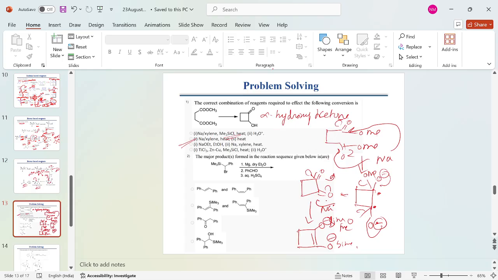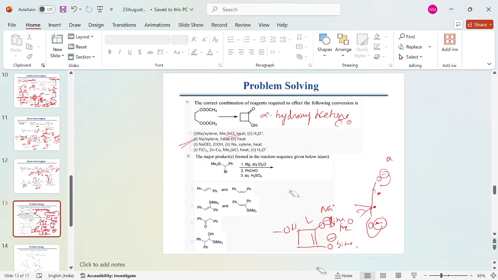But in absence of any silyl reagent, it will form this OH. Now after tautomerization, giving your final product, this alpha hydroxy ketone. So I'm erasing this one. So the correct answer is B.